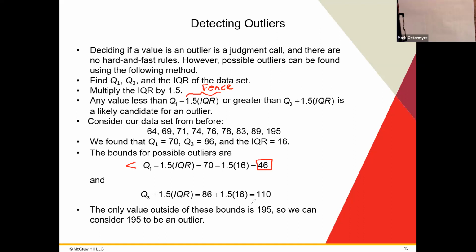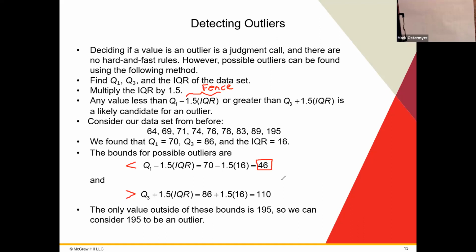This is the upper boundary of our outliers. Any value that is greater than our third quartile plus 1.5 times the IQR would be classified as an outlier. So for this particular data set, any value that is greater than 110 would be classified as an outlier in this data set.